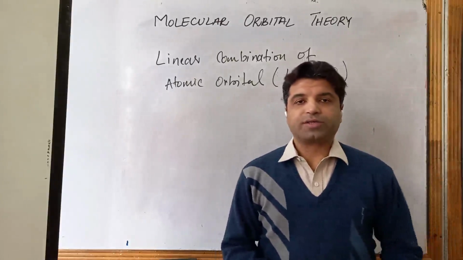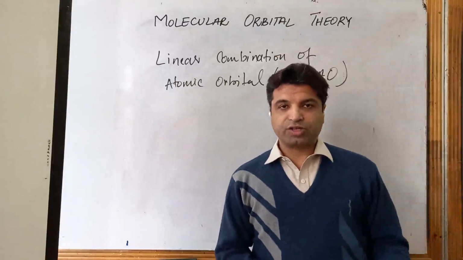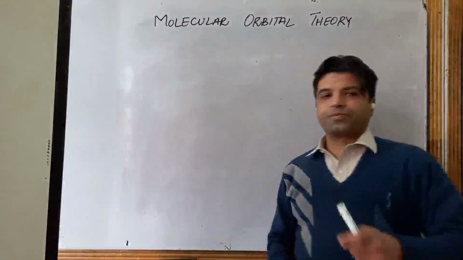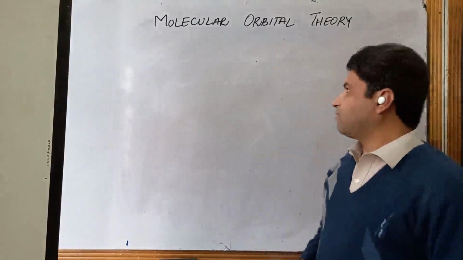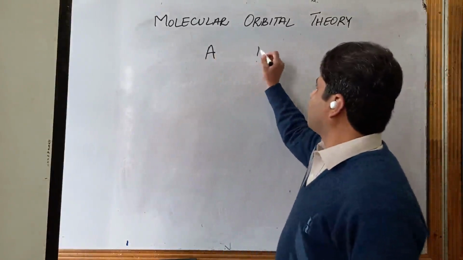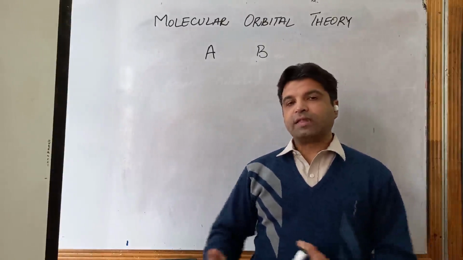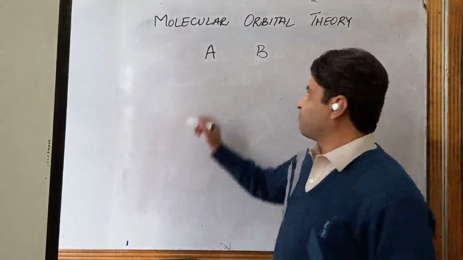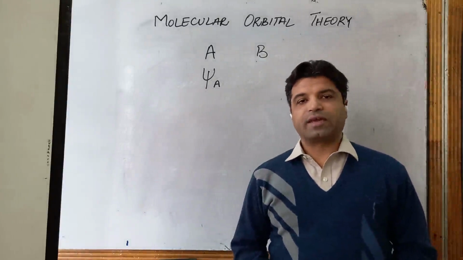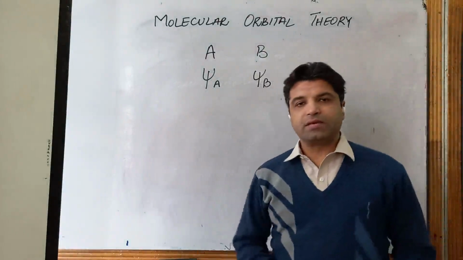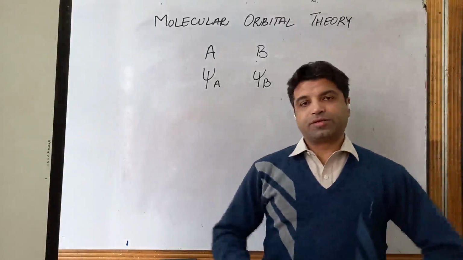You know that the orbitals are defined or explained quantum mechanically through their wave functions. So we can write a wave function for an atomic orbital. So, for example, we have two atoms combining together to form a bond. So we have the atom A going to form a bond with the atom B. Now these two atoms will have their own atomic orbitals, and these orbitals are explained quantum mechanically through their wave functions. So the wave function of the orbital of A is written as psi A, and that of B is written as psi B. Now these are the wave functions of the atomic orbitals of A and B.